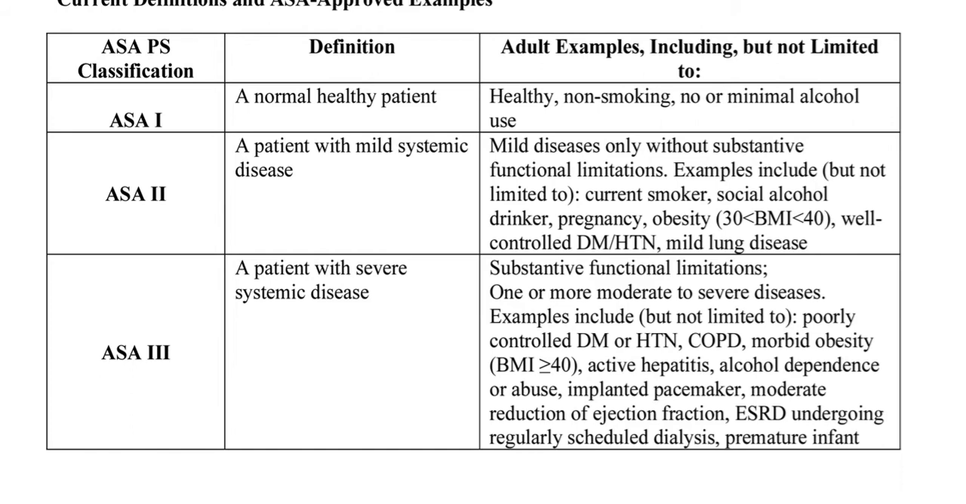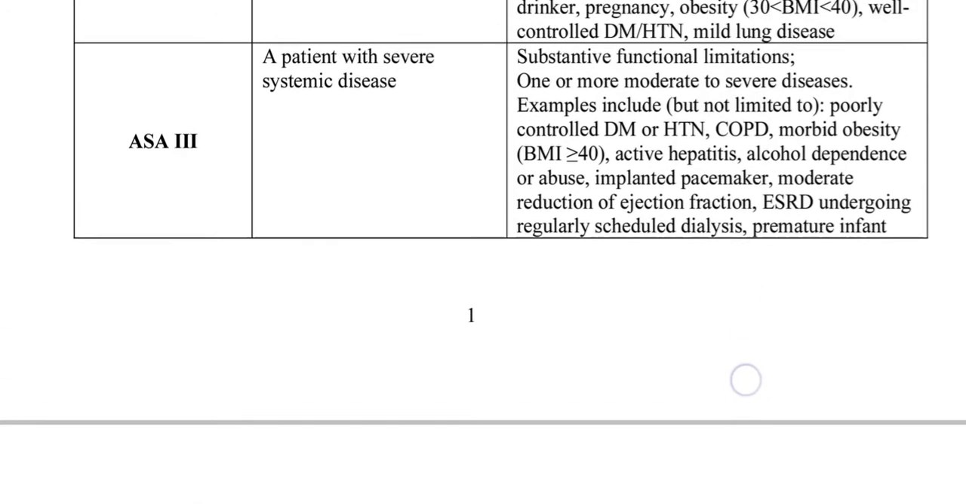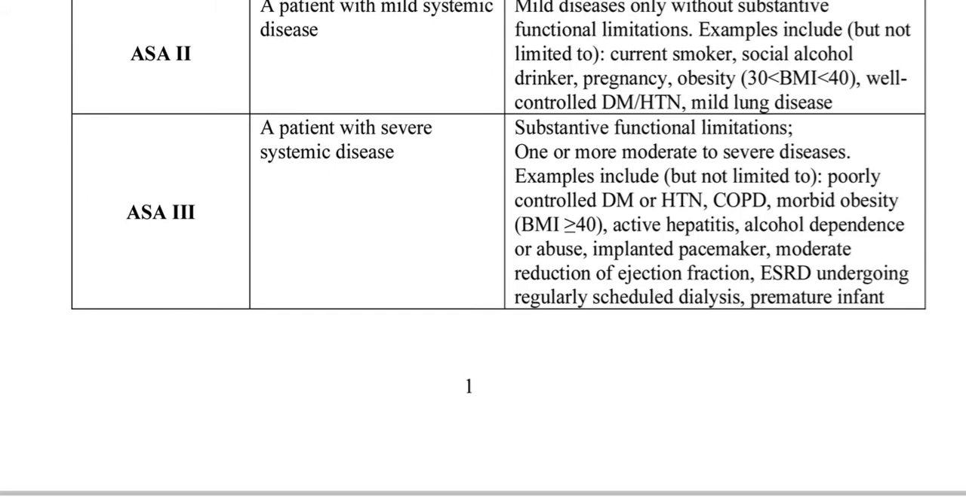Examples include but are not limited to poorly controlled diabetes mellitus or hypertension, COPD, morbid obesity, that is BMI greater than or equal to 40, active hepatitis, alcohol dependence or abuse, implanted pacemaker, moderate reduction of ejection fraction, end stage renal disease undergoing regularly scheduled dialysis, premature infant with post conceptional age less than 60 weeks, and history of prior myocardial infarction, cerebrovascular accident or transient ischemic attack, or coronary artery disease or stents, that is greater than 3 months ago, not recent, minimum 3 months ago.